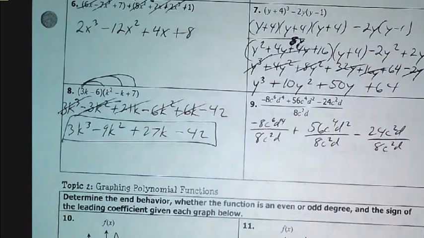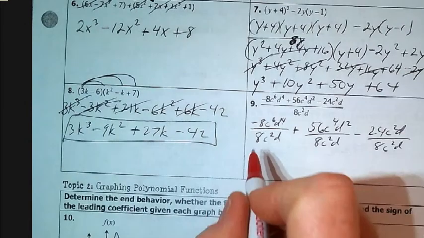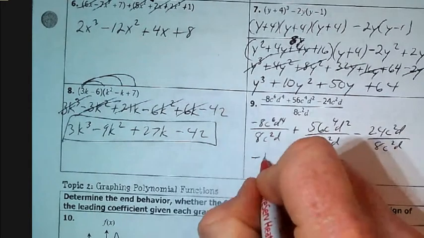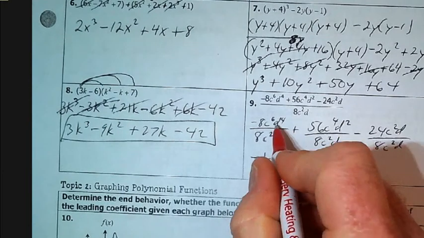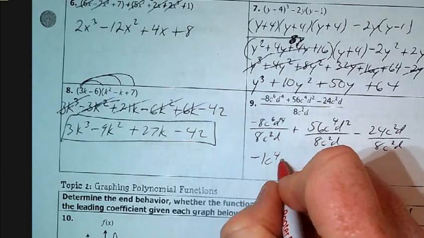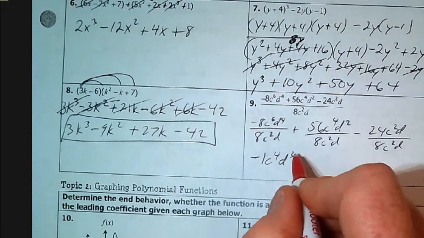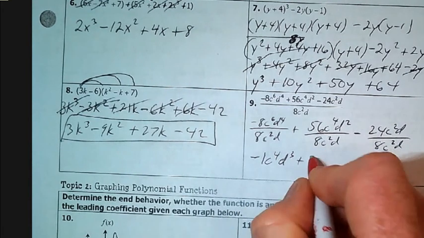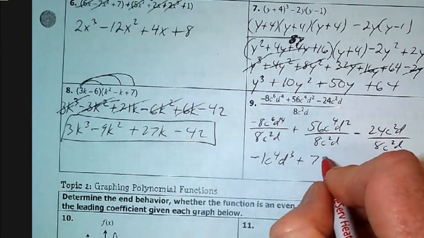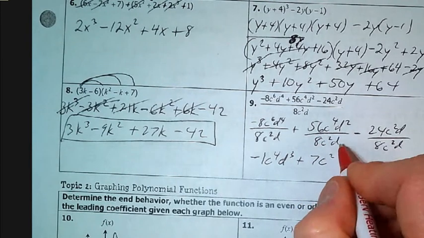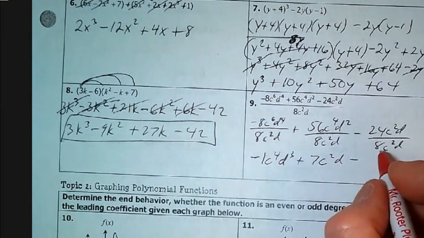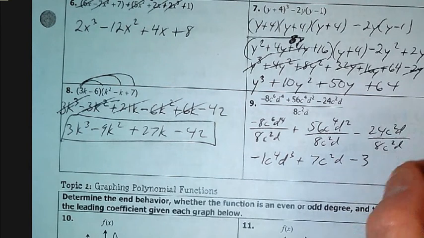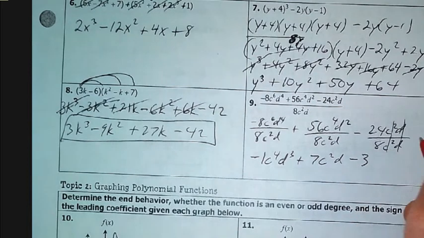Alright, so we simplify. Negative 8 divided by 8 is just negative 1. C to the 6th divided by c squared is c to the 4th. D to the 4th divided by d is d cubed. Next, 56 divided by 8 is 7. C to the 4th divided by c squared is c squared. D squared divided by d is d. Next, negative 24 divided by 8 is negative 3. And then the c squared d cancels out. So this is your final answer.